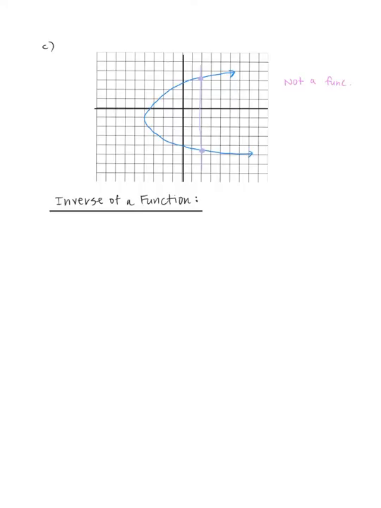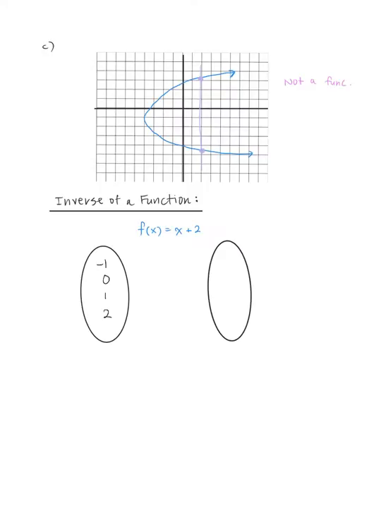All right, our next topic is the inverse of a function. So suppose we define our function f of x to be f of x equals x plus 2. Now I'm going to pick some random values for x, so maybe -1, 0, 1, and 2. And f of x is going to take all these x values to its range. So let's first compute f of negative 1. I'm just going to write this on the side. So f of negative 1 is going to give us negative 1 plus 2, which is 1. So this is going to go to 1.